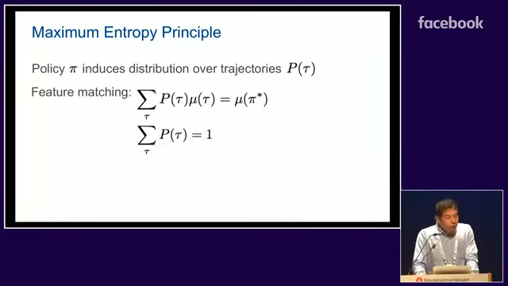First, we can rewrite the feature expectation matching requirement that we saw before as simply summing over all possible trajectories induced by pi. Two things: one, the sum should match the expert feature, right? And second, it should sum up to 1 to be a proper distribution. So now, given this constraint, among possible distributions of trajectories that satisfy these, which one should we choose?